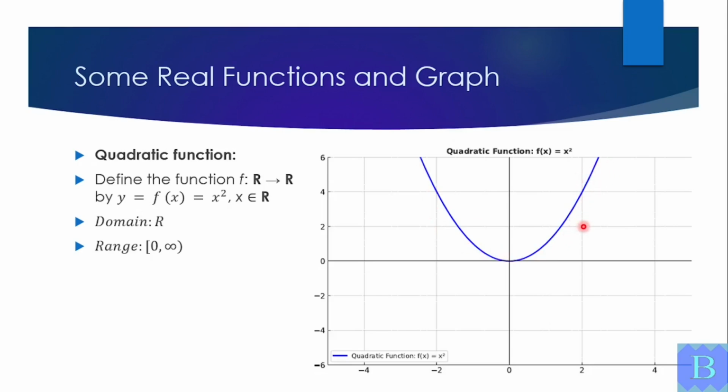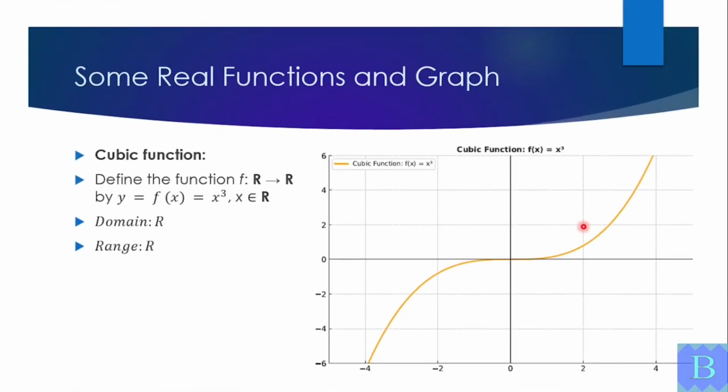5. Cubic function. Defined as f(x) = x³. Domain is R. Range is R. Graph is a symmetric curve passing through the origin.